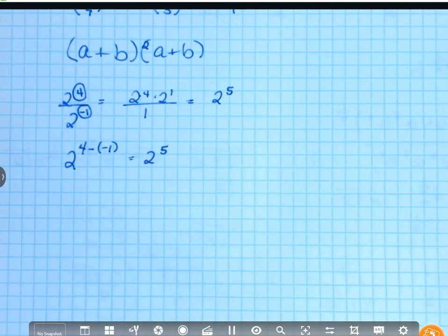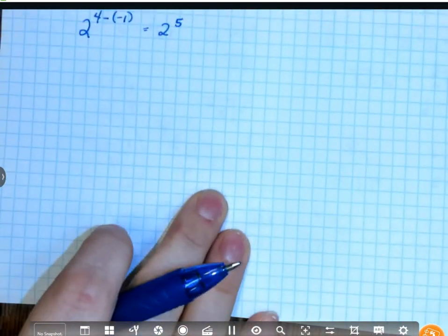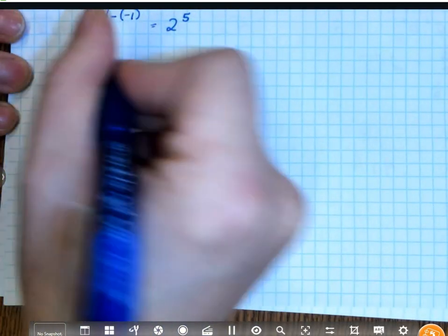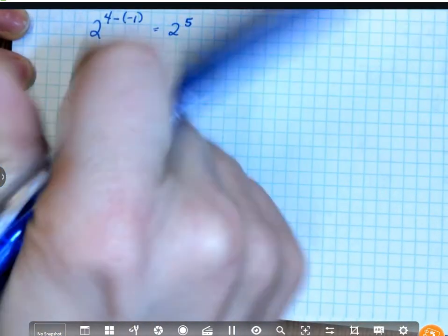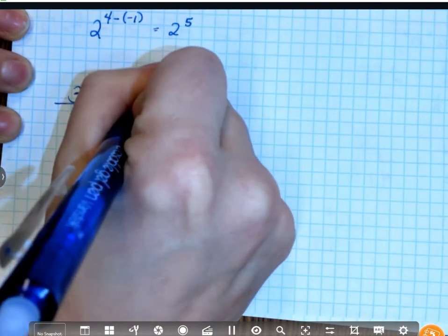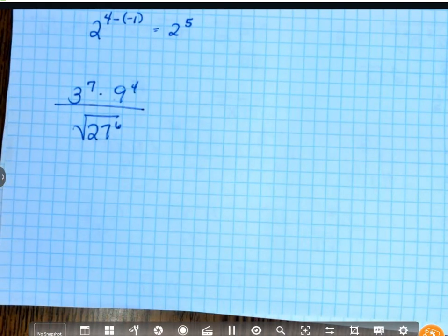Number 32. Ooh, this one's a really good one because this is like that last problem we did in class. It still confused some folks. So for 32, we have 3 to the 7th times 3 to the 9 to the 4th, over the root of 27 to the 6th. Right away, I look at this and I go, 27 to the 6th? There's got to be an easier way. Anybody remember what the easier way is for this?